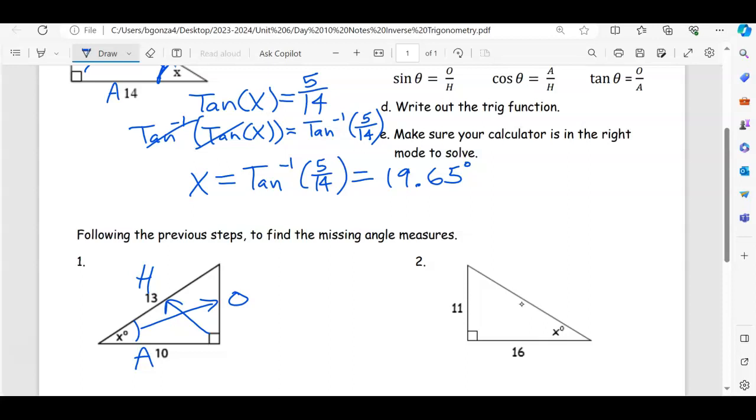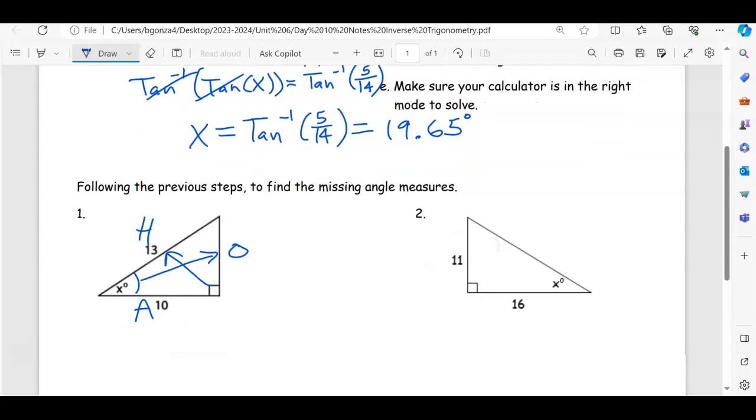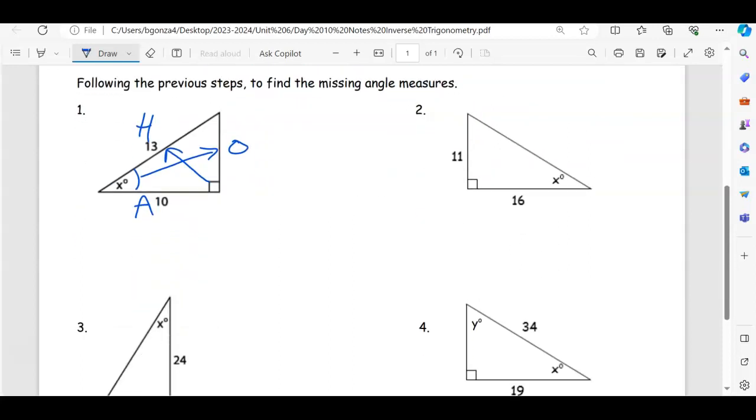Well, on number 1, which one do I not need? O, H, or A? No O, right? Scratch out that O. So all I really need is AH. So let's remember SOHCAHTOA. Which one is AH? CAH, right? Cos. So C stands for cosine.